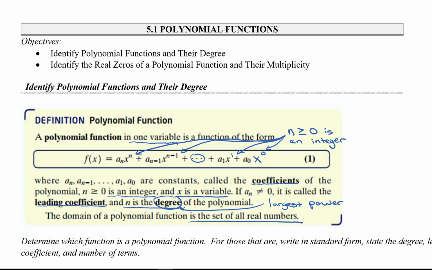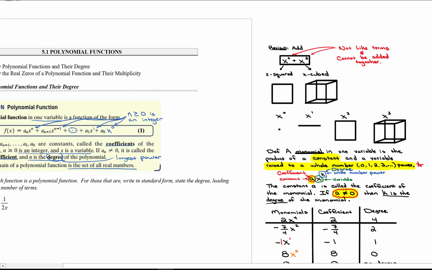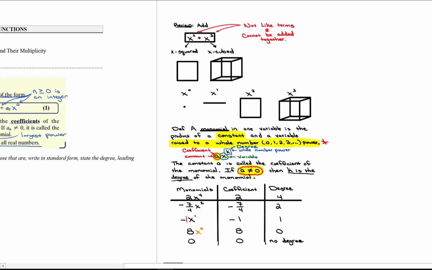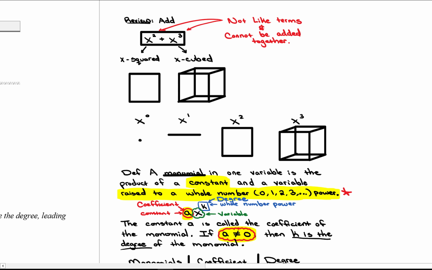Now, before I go on, you should know a little bit about polynomials before we move on to the next problems. What should you know about polynomials? Well, you should have learned in your algebra classes that when you're working with polynomials, you can only combine things that are like terms. Like terms have to have the exact same variable raised to the exact same power, right?